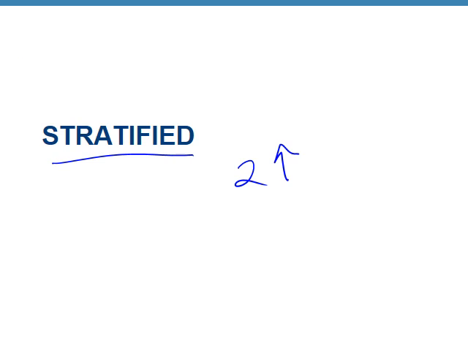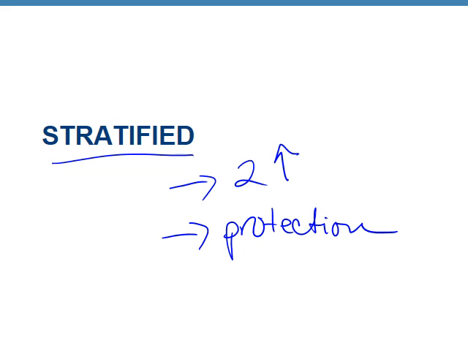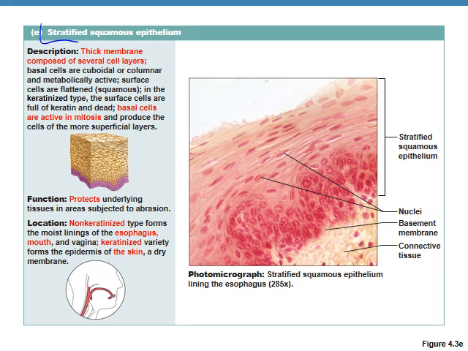Stratified would be two or more. And anytime you see stratified, I would think something about protection. So stratified squamous epithelium, they're saying it's two or more layers. It's this squamous shape or flat shape, and we're still talking about one of the major tissue types, which is epithelium. So it's thick, several layers. The bottom or basement membrane is active in mitosis, meaning these cells copy and copy and copy.